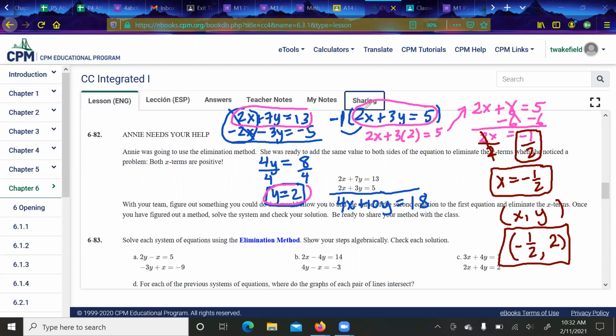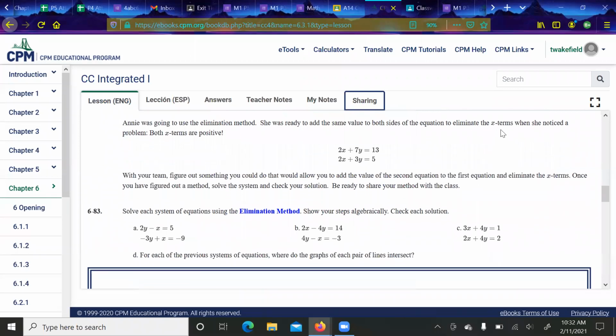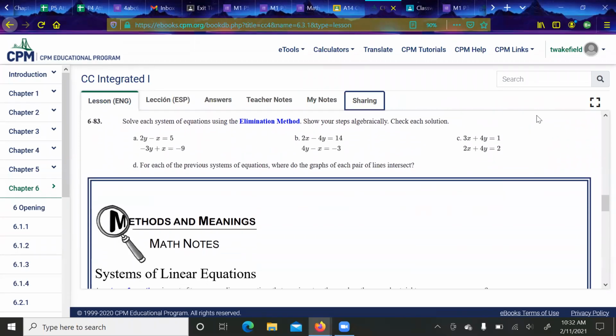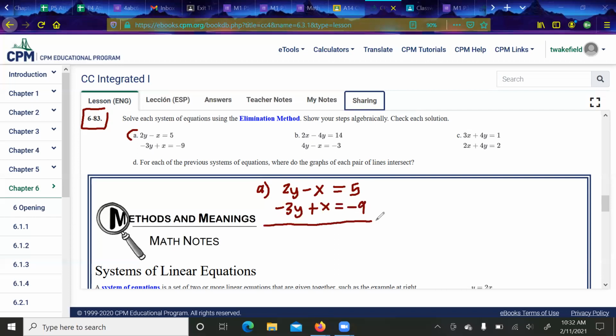Going to clear this out. Going to go to 83. I'm going to do the first one of 83, and then you get to do B and C is what it says to do on the classwork. Okay, so let me move this up. Okay, let's write 83 down. So 6-83, let's write A down first. So A says 2y minus, I'm going to let you do this one. This one's easier. I'll do the next one with you. Negative 3y plus x equals negative 9. Okay, go ahead and add those together, guys, and solve for y and then solve for x.